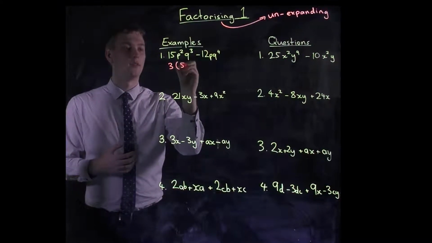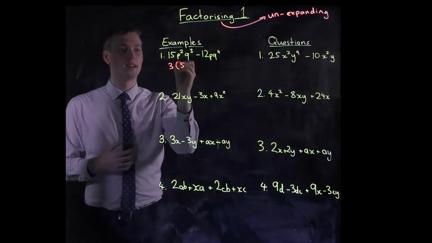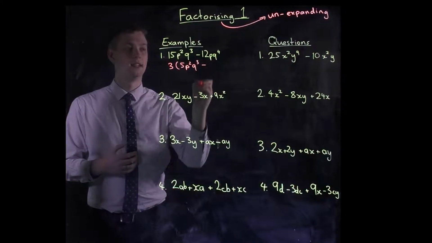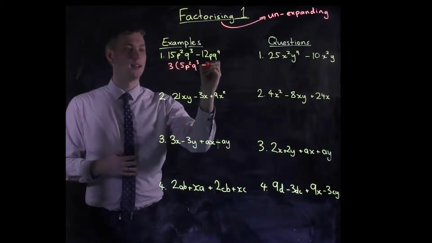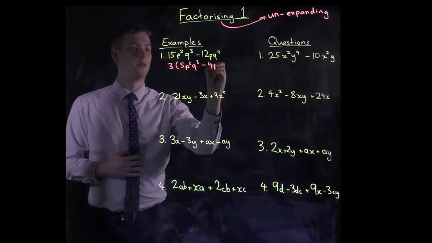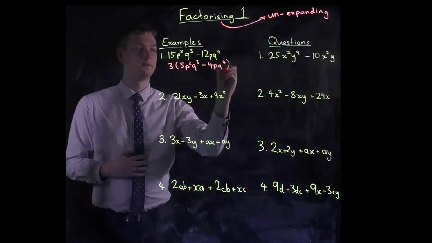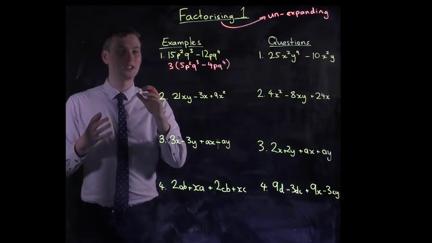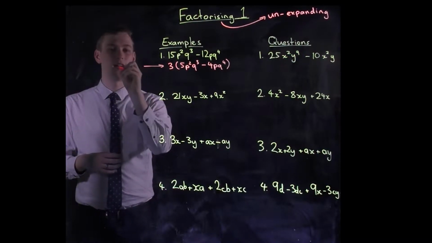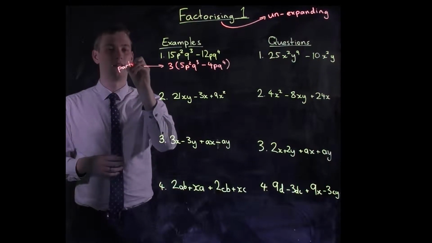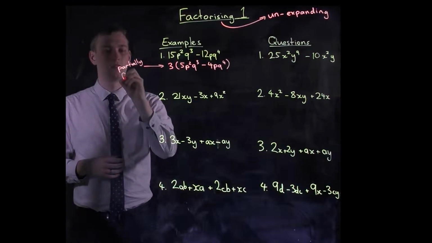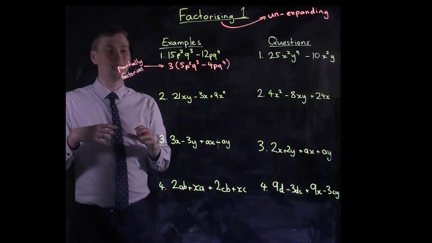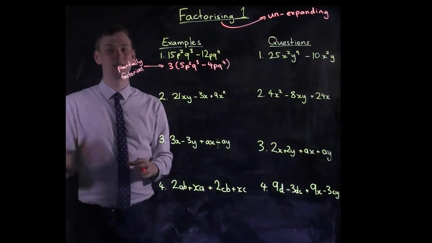So if we divide this number then by 3, which we've taken out, we get 5 p squared q cubed. Then we divide the second number by 3, and we're going to get 4 p q to the 4. Now this could be considered a partially factorized step. So this is only partially factorized, and that just means that yes, it has been factorized, but there's more steps we could take.